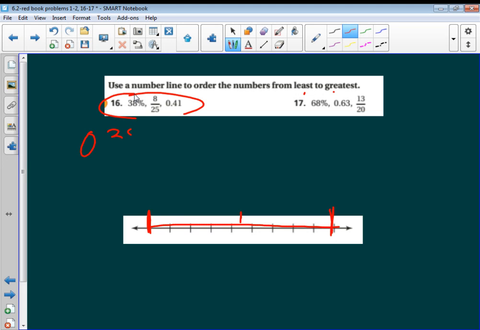All right. Just erased everything. That's fine. 0.38. We can read that. And then next is 8 25ths. So to take a fraction and put it into a decimal, I'll take 8 divided by 25, which gives me 0.32 or 32 hundredths. All right, and my last one is 0.41 or 41 hundredths, which I already have.